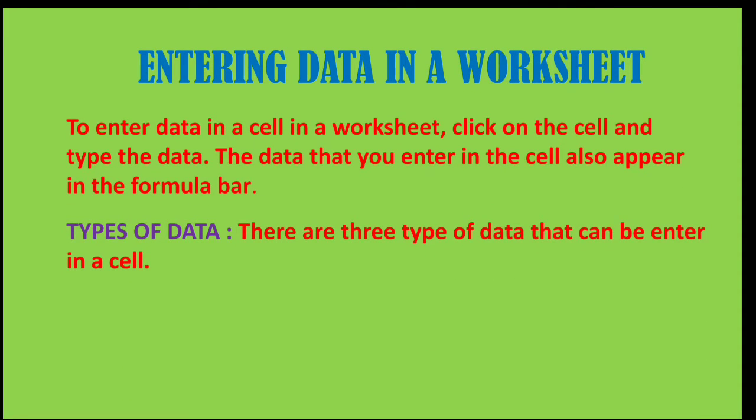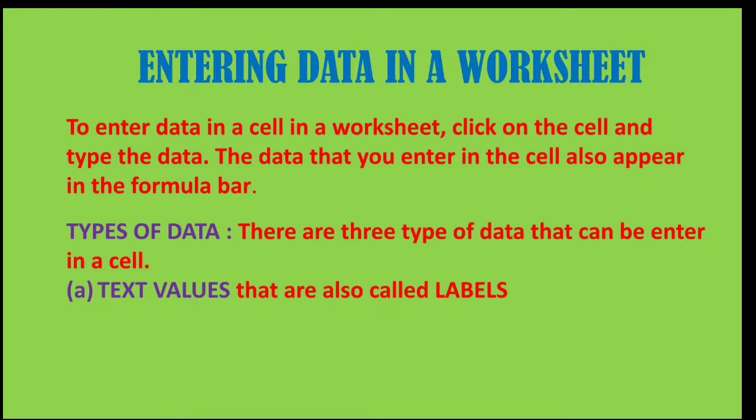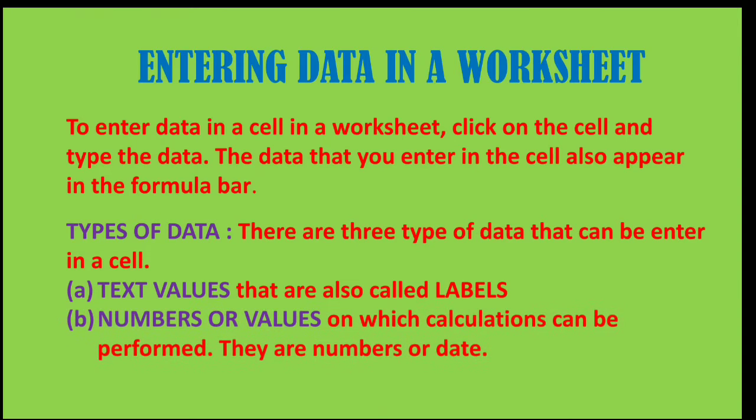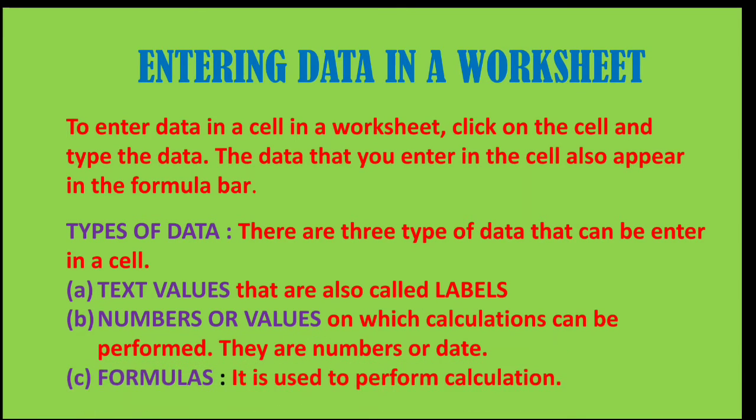Types of data. Generally in MS Excel there are three types of data that can be entered in a cell. Number A, that is text values that are also called labels. Number B, numbers or values which are generally used for calculation purposes. Numbers can be the normal numbers or it can be date also. Number C, formulas, used to perform calculations. So these are the three types of data that are generally entered in an MS Excel worksheet.